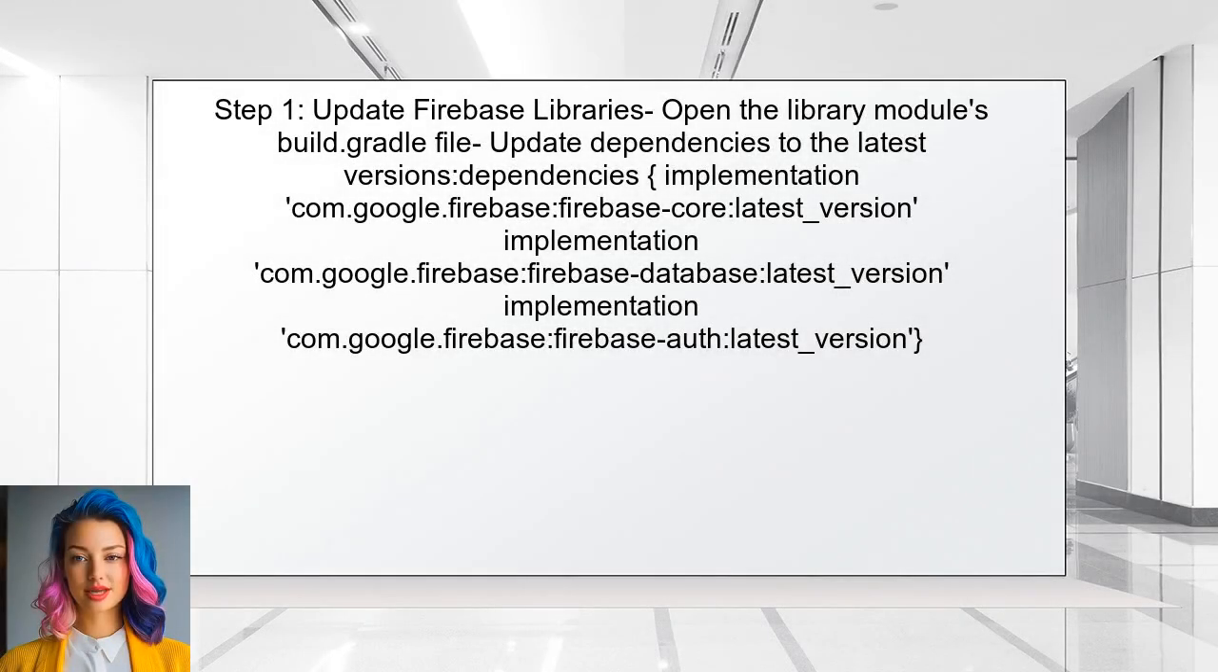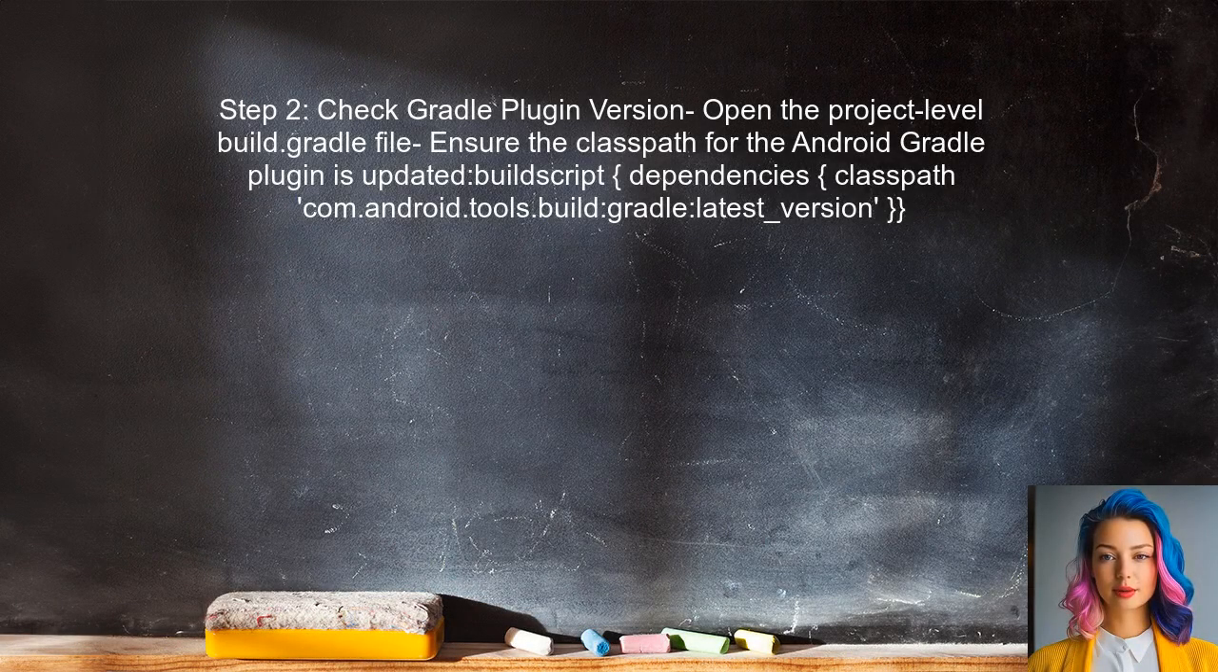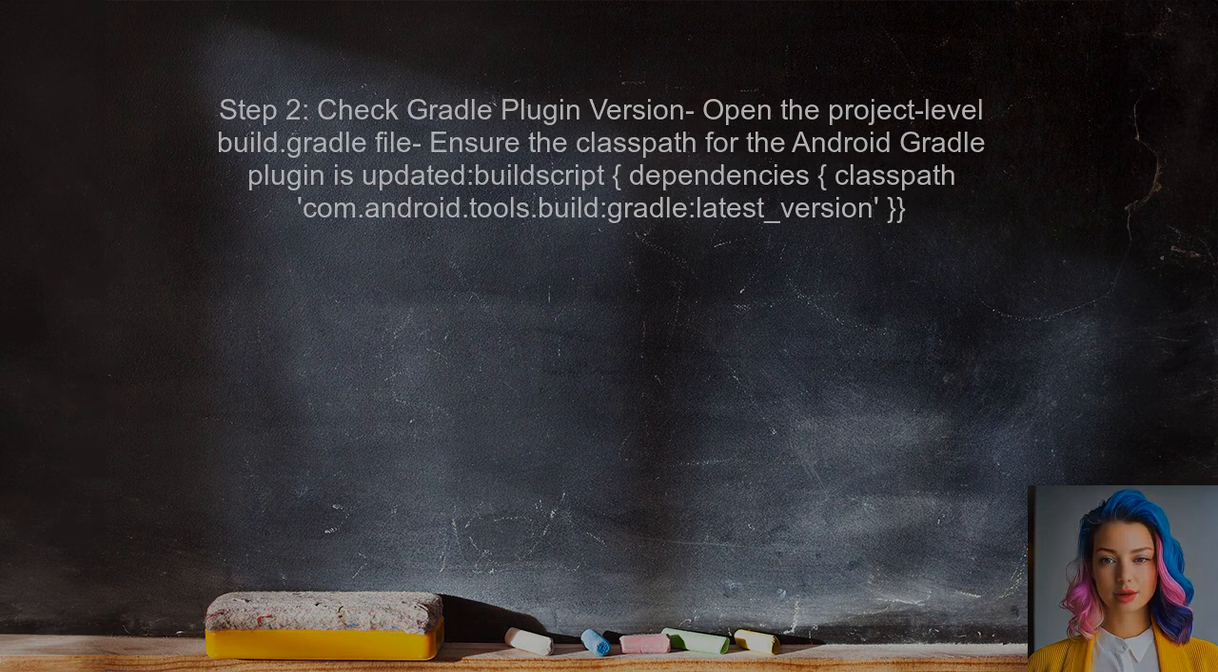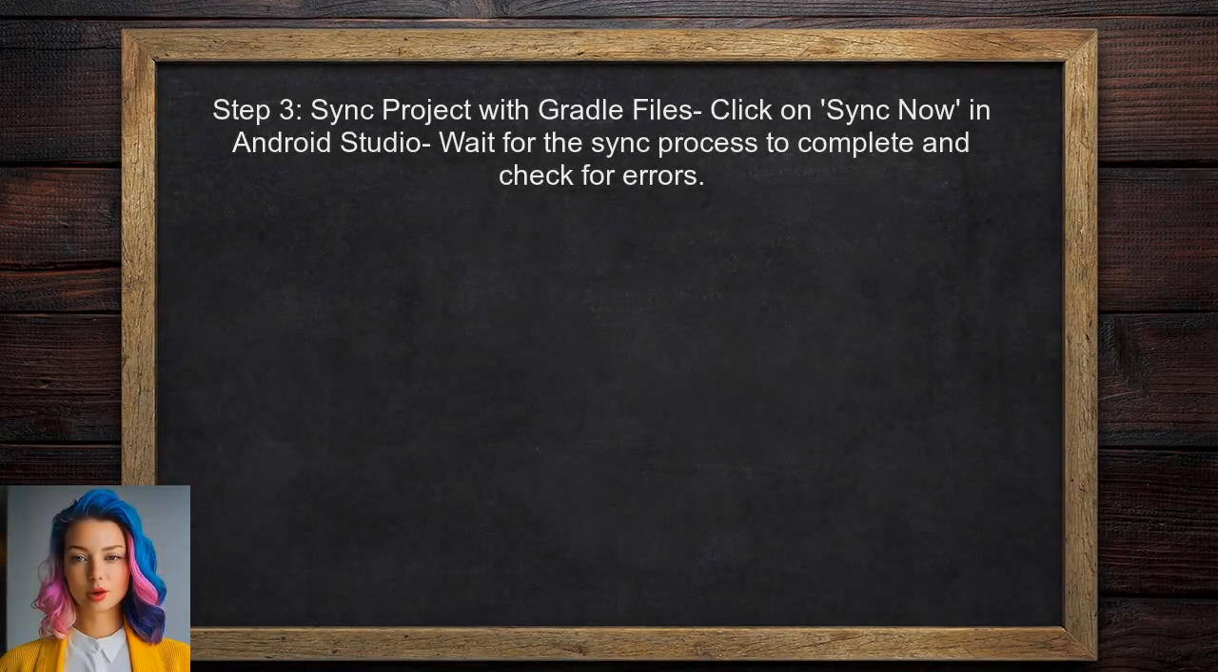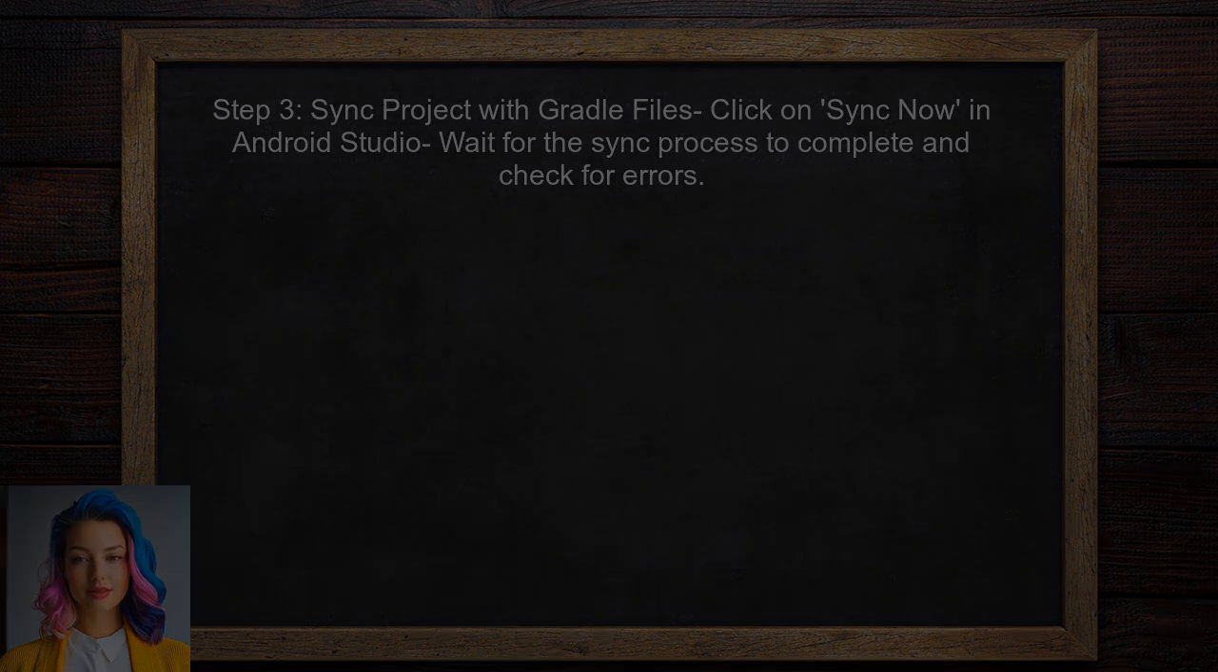To begin resolving the issue with the unknown library variants property, the user should first ensure that all Gradle dependencies are compatible. This means updating the Firebase libraries to their latest versions. Next, the user should check the Gradle plugin version. It's important to use a compatible version of the Android Gradle plugin with the version of Android Studio being used. After updating the dependencies and Gradle plugin, the user should sync the project with Gradle files. This can be done by clicking on the Sync Now button that appears in Android Studio.